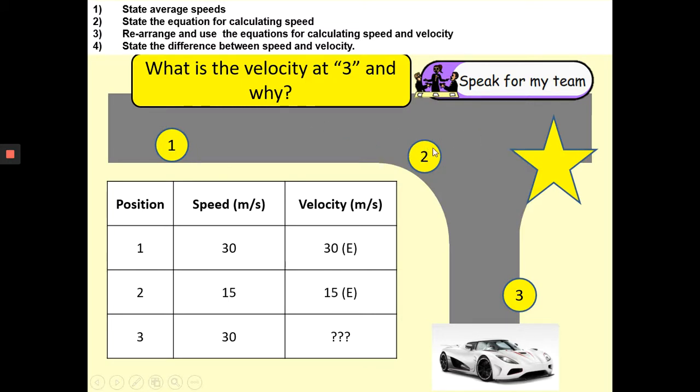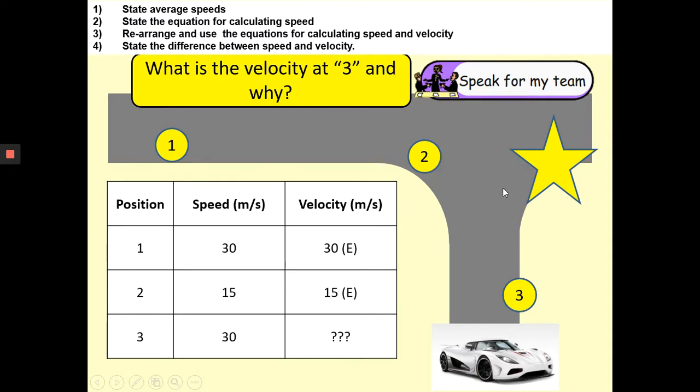It then reached point 2, and at point 2 it slowed down because it's about to turn the corner, and its speed was 15 meters per second. But because it was still going forward at that point, its velocity is 15 east.